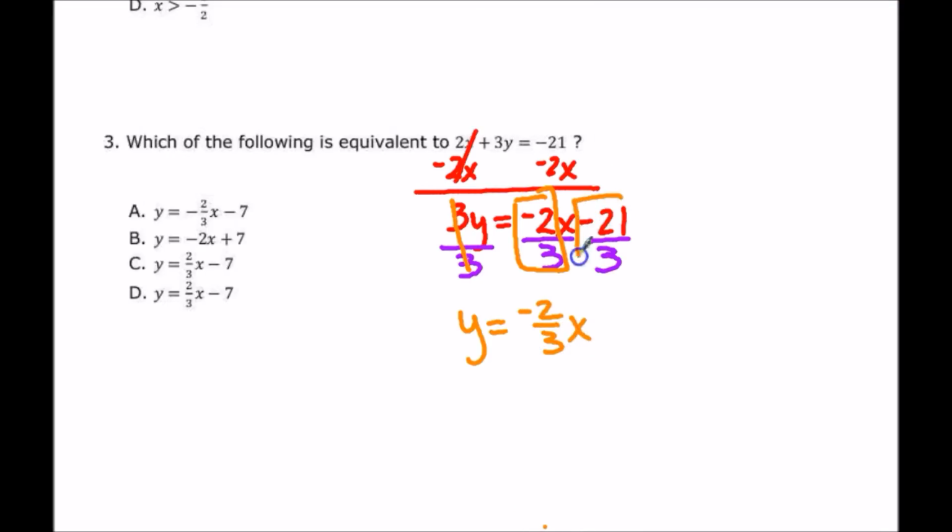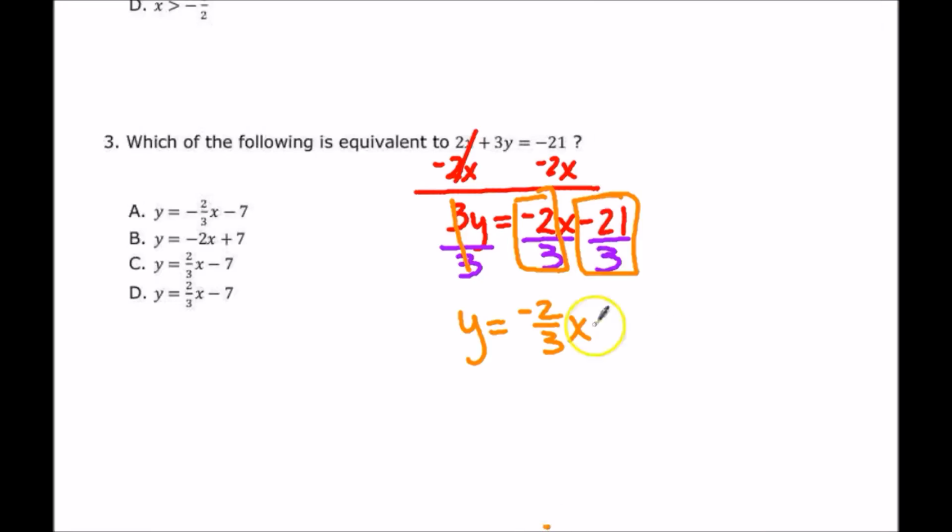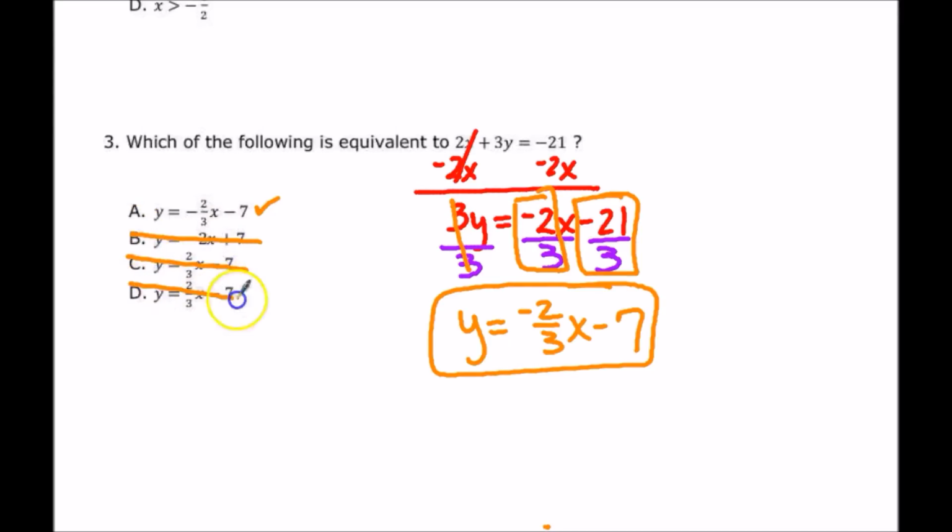And then right here, negative 21 divided by 3. Don't be scared to use a calculator. Negative 21 divided by 3. And I get negative 7. In order for this to be correct, all my equation has to be simplified and reduced. I see that my slope is negative 2/3. My y-intercept's negative 7. So look, negative 2/3, negative 7, check. But I just want to make sure that doesn't even have a fraction. Nope, that's a positive slope, and that's a positive slope.